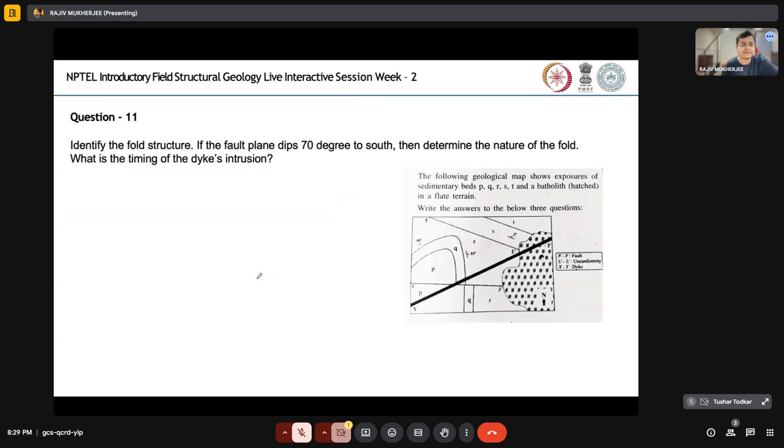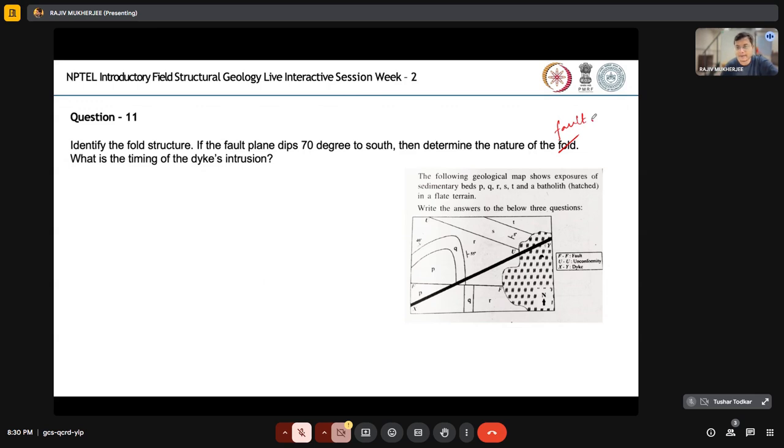Okay, so since we had lithostructural mapping in week 2, I thought to put a question about plain paper maps. So the question asks, identify the folded structure. If the fault plane dips 70 degrees down to south, then determine the nature of the fold. Determine the nature of the fault, not the fold actually. And what is the timing of the dike intrusion? Right?